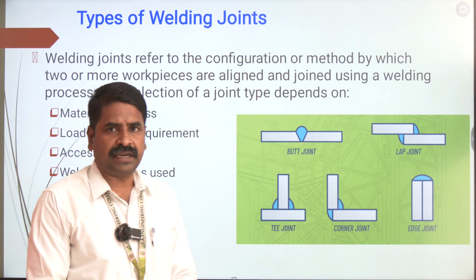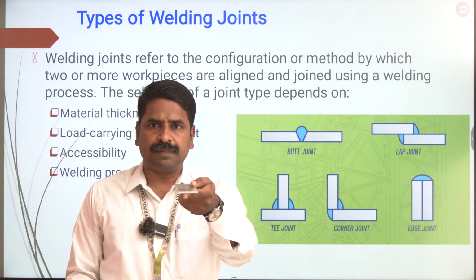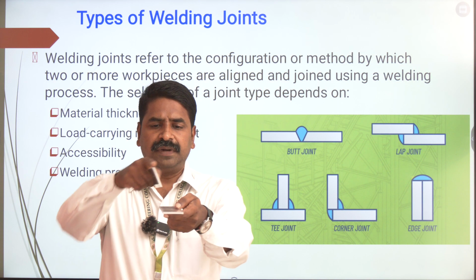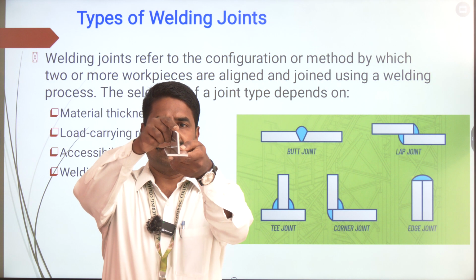Then comes your T-joint, in which one plate is kept horizontal and another plate is kept vertical, as you can see over here.